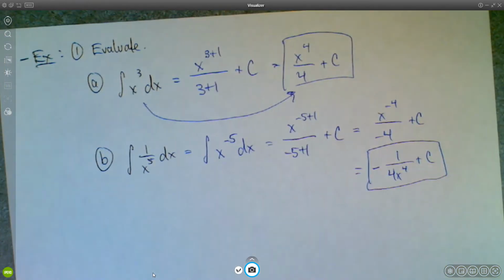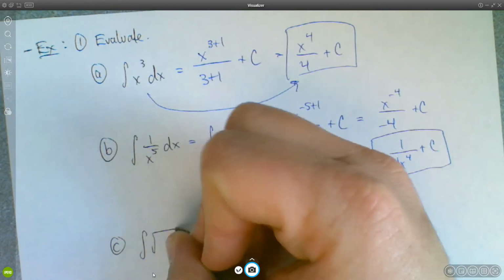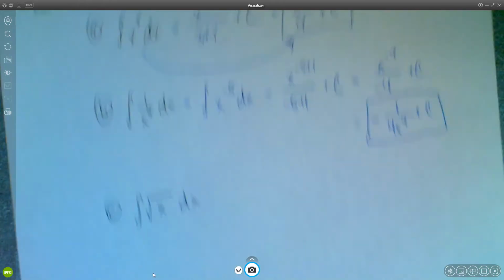Okay. Let's do one more kind of like this. See if you can figure out the integral of the square root of x.